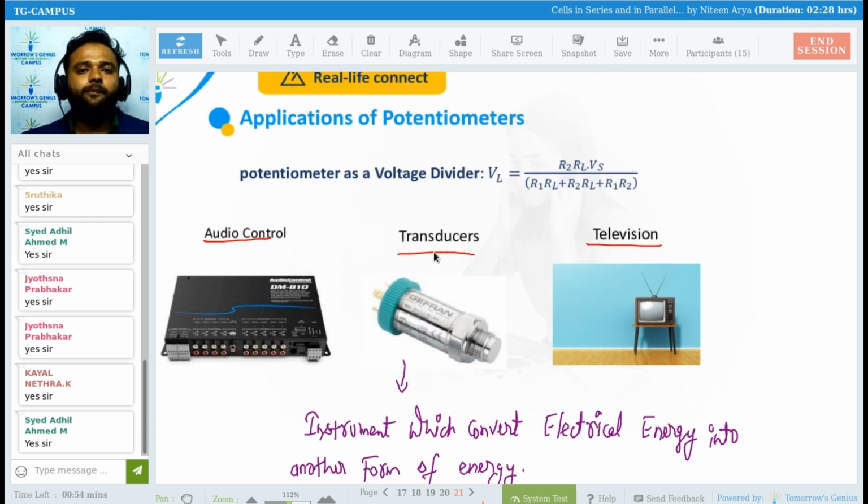Like in audio control, the potentiometer is going to help you out. In household we have 220 volt, but obviously our audio control or our PC or our phone is not going to handle that much, so this potentiometer is going to help there also. In television also, if we provide 220 volt or 240 volt, then what happens? It is going to burn, because that is a high amount of voltage. So this potentiometer is going to help us out in dividing the voltage, as simple as that. Clear everyone?